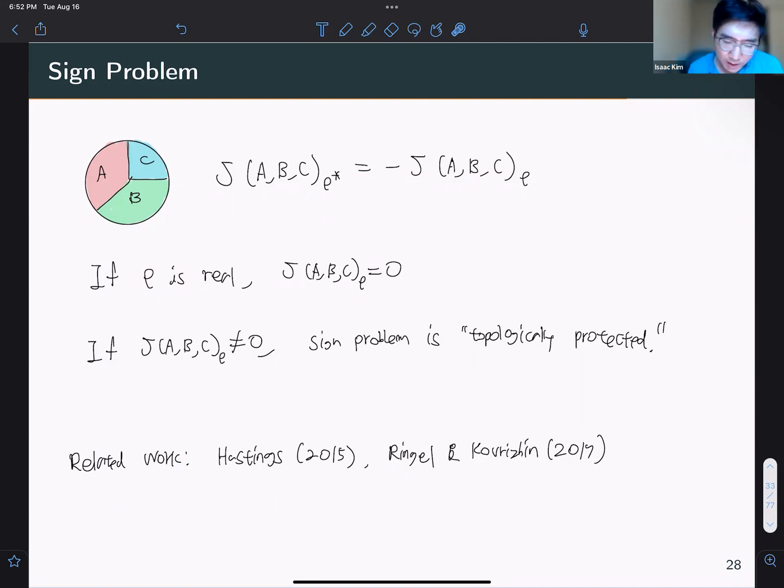In order for that to happen, JABC must be 0, because if rho is real, then under complex conjugation, the density matrix is invariant. So JABC of rho star is equal to minus JABC. So if rho is real, this must be 0.